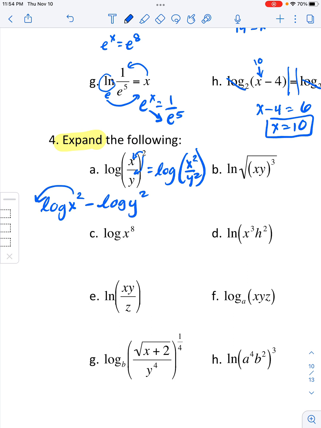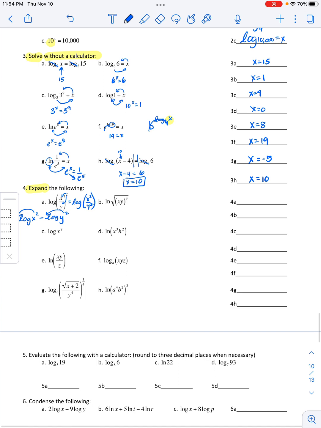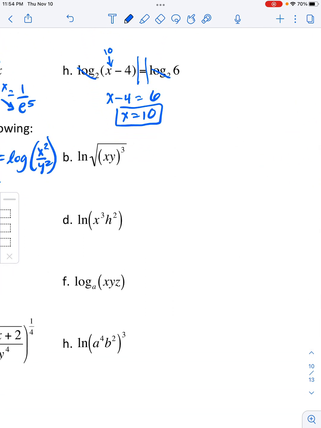And when I'm expanding, I have to drop everything down in front. I can't have powers. So then my answer is going to be 2 log x. I'm just checking the base. They both were base 10, minus 2 log y. Messy too, but whatevs. This is a little confusing, but you can think of this a couple different ways.